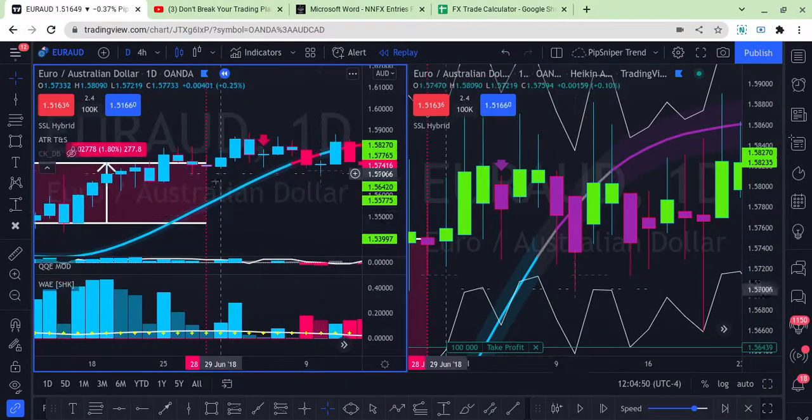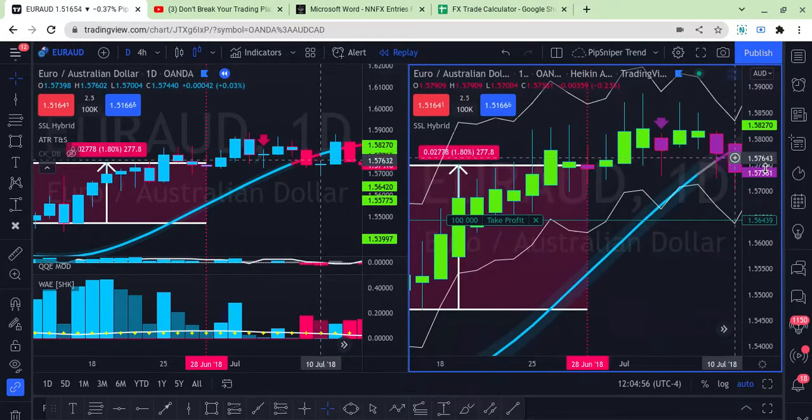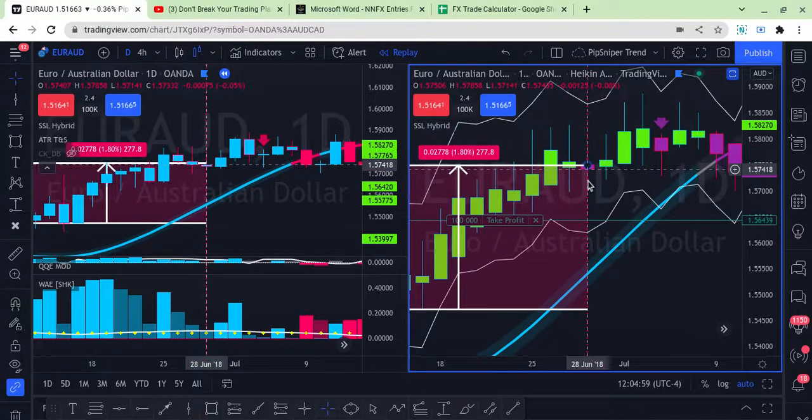Nope. It told us to exit where the Waddah Attar said exit. So Heikin-Ashi and the Waddah Attar were in agreement. They both said exit here. It did go up a little bit more.